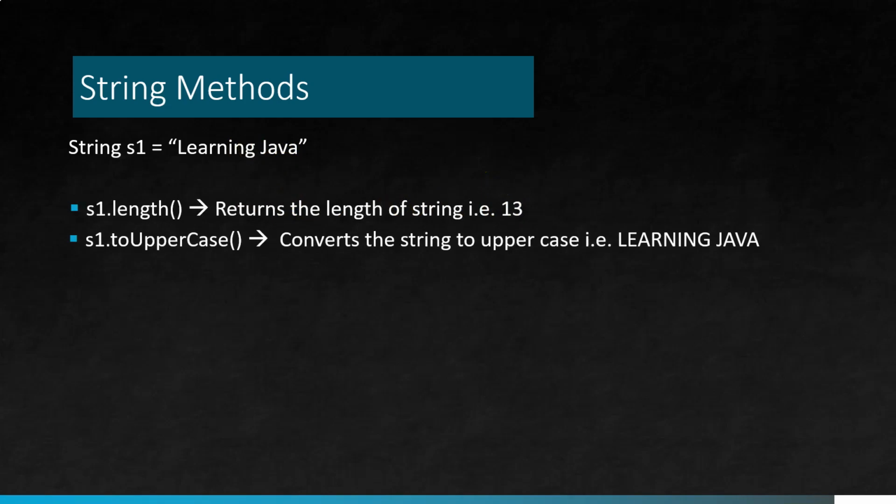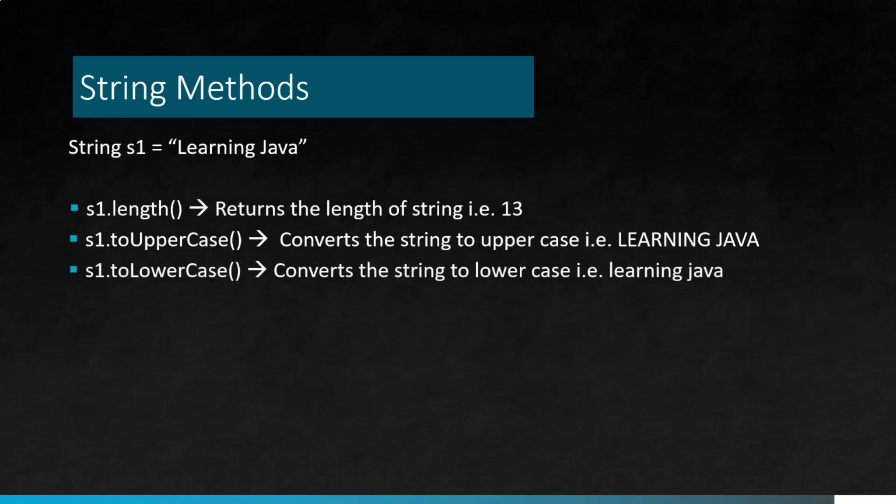The next method is toUpperCase, and it simply converts the string to uppercase. So all the characters will be converted into uppercase characters. Similarly, toLowerCase will convert the string to lowercase characters.